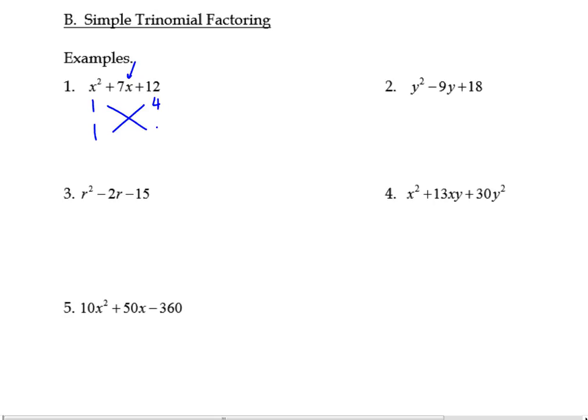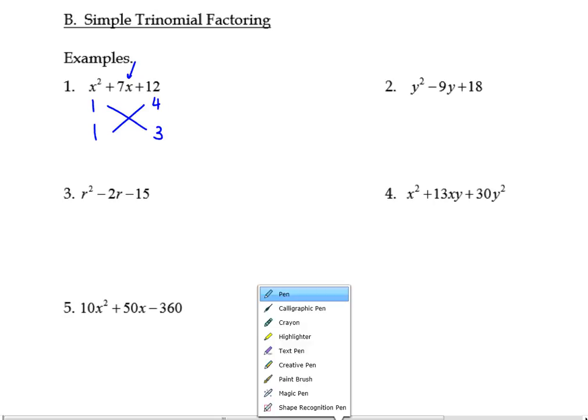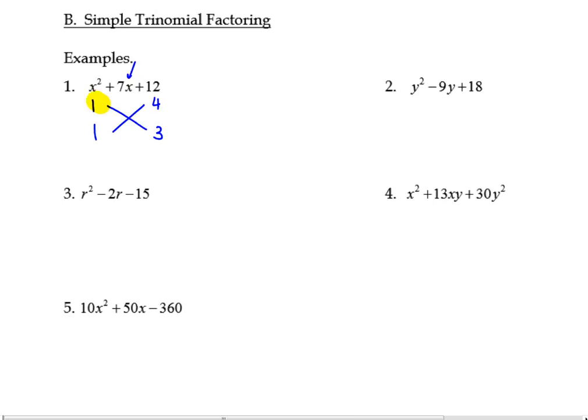4 and 3. Okay, do you see how 1 times 3, so this diagonal right here, 1 times 3 is 3. 1 times 4 is 4. 3 plus 4, 7. Okay, and so what happens is each row becomes a factor. This is one factor, one factor.